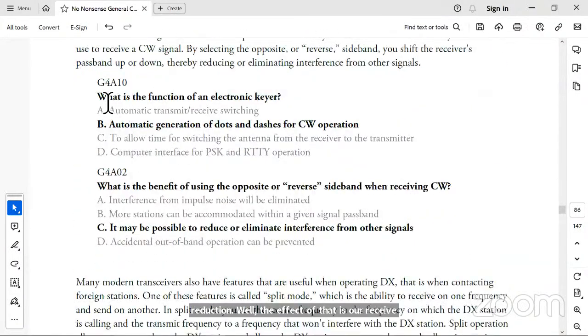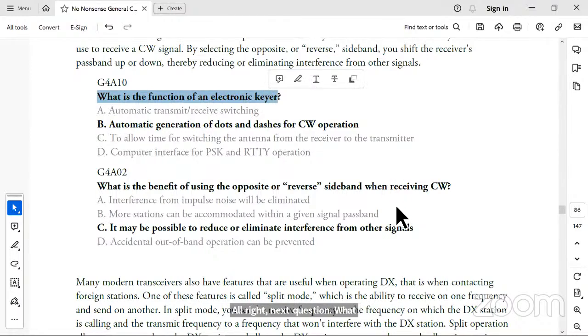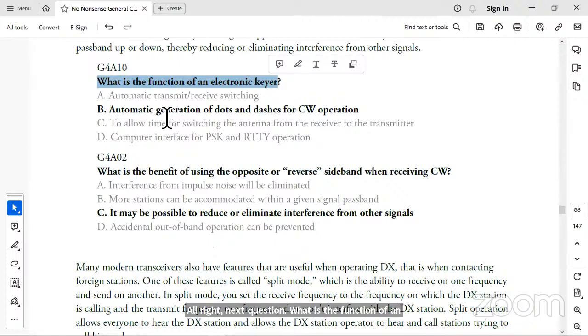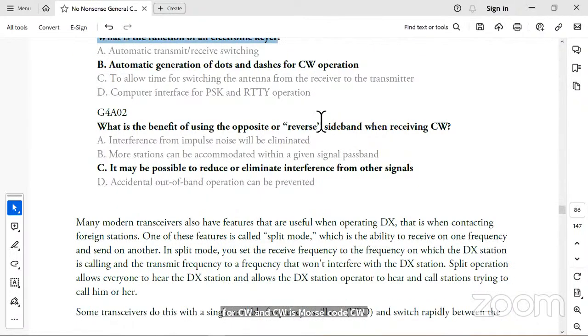All right. Next question. What is the function of an electronic keyer? So we're talking Morse code here now. Automatic generation of dots and dashes, or dits and dahs, for CW. And CW is Morse code. CW operation. It means continuous wave, but think of CW as Morse code.